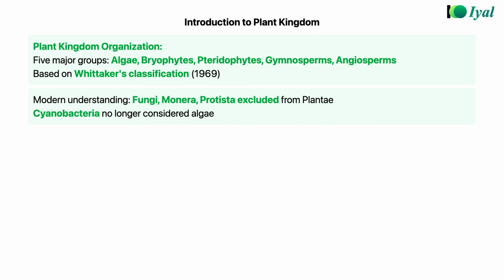Now here's something important. Our understanding of the plant kingdom has actually changed over time. Earlier, things like fungi and organisms from Monera and Protista with cell walls were included in Plantae, but now they've been moved out. A classic example? Cyanobacteria, which used to be called blue-green algae, aren't actually considered algae anymore. So the plant kingdom is more refined now than it used to be.